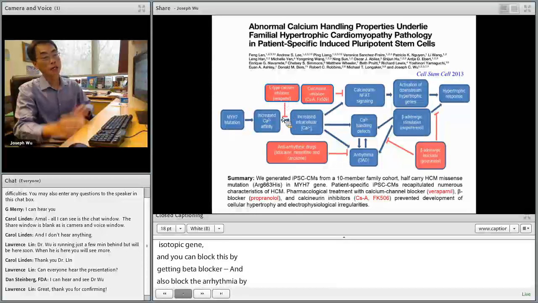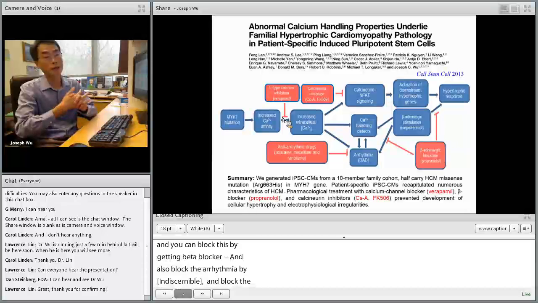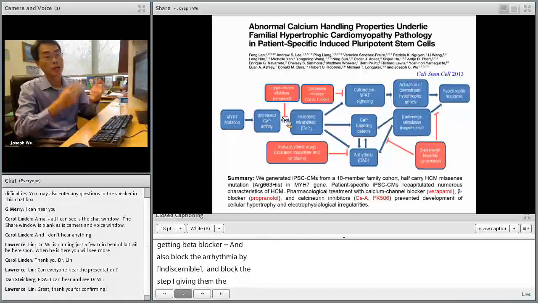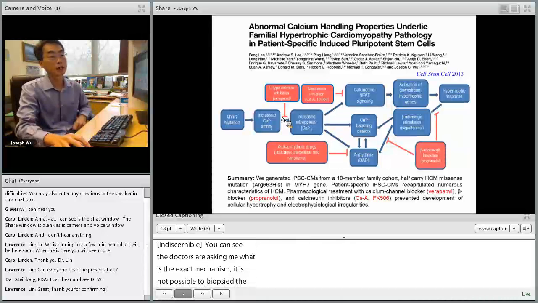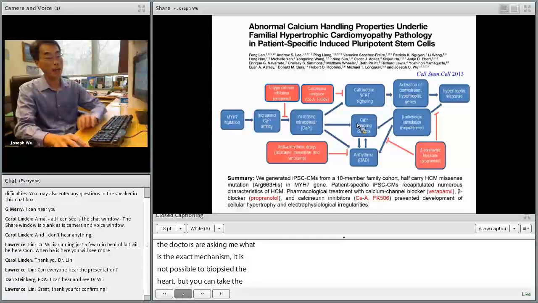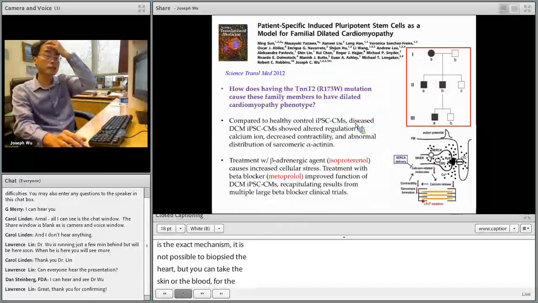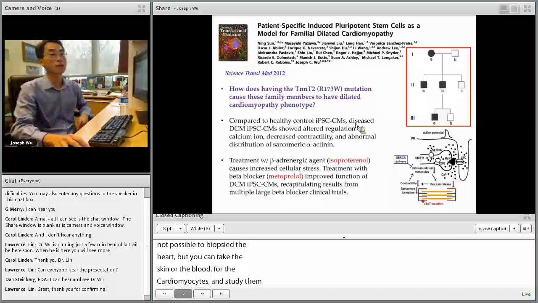So this is one example in which you have a patient family that comes in with a particular disease. The referring doctors are asking you, what is the exact mechanism? It's not possible for us to biopsy the patient's heart, but it's okay for us to biopsy the patient's skin or take the blood, make iPSCs, differentiate the cardiomyocytes, study them, and understand what exactly is the pathway that causes this particular disease phenotype.